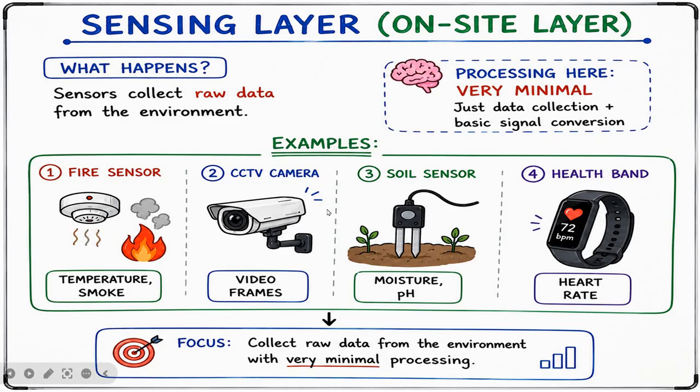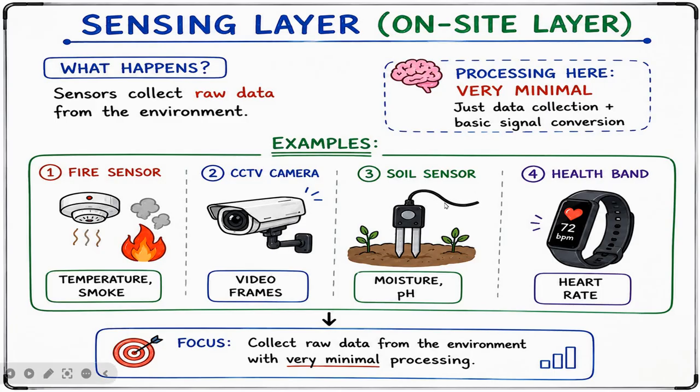Second is the CCTV camera. Here a camera captures continuous images or video frames of a location, and each frame is just raw pixel data. Basic tasks like frame capturing, light adjustment, and sometimes minimal compression happen. It does not analyze behavior like identifying a thief. That analysis is done at the edge or the cloud level.